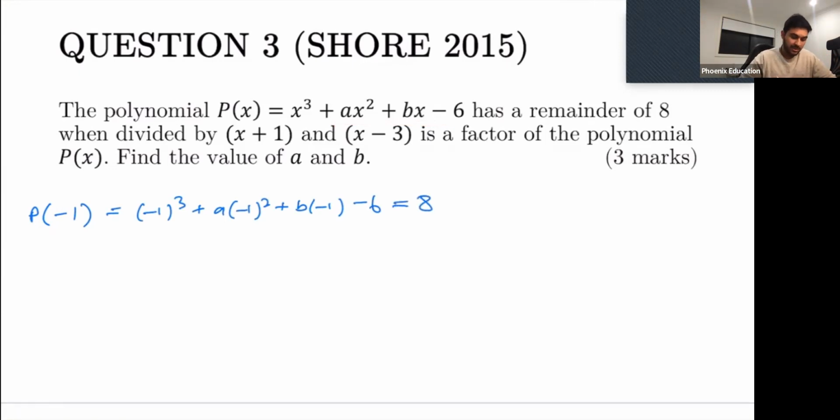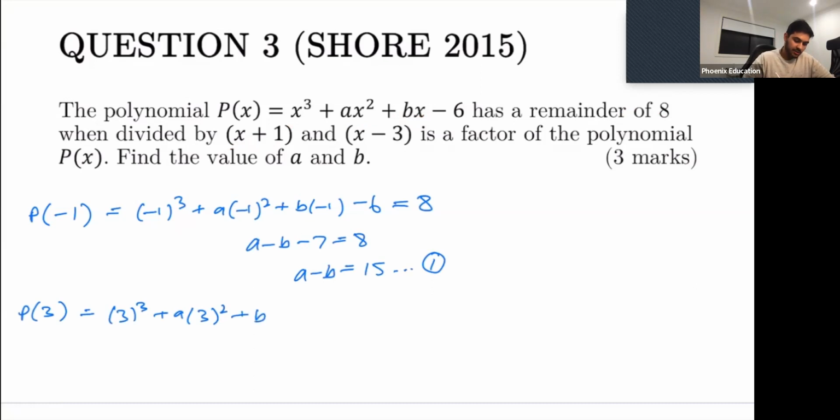So this is just the remainder theorem. When we plug in -1 here, we should get 8. If we tidy this up a little bit, this tidies up to a minus b minus 7 is equal to 8. And we can tidy a little further to a minus b is equal to 15. Now for the second bit, we have that x minus 3 is a factor. So we'll plug in 3 into the polynomial. You don't need to show this substitution in your exam, unless it's a show that question, of course. And this should be equal to 0, because that's what the factor theorem tells us.